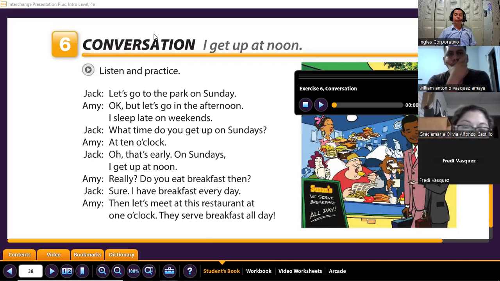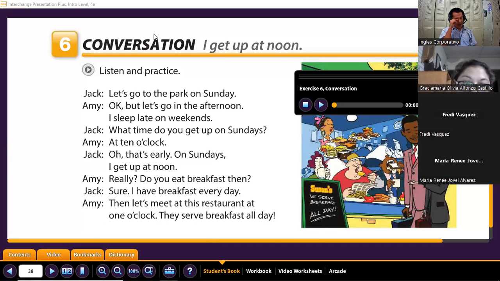Let's go to the park on Sunday. Okay, but let's go in the afternoon. I sleep late on weekends. What time do you get up on Sunday? At 10 o'clock. Oh, that's early. On Sundays, I get up at noon. Really? Do you eat breakfast then? Sure. I have breakfast every day. Then let me at this restaurant at 1 o'clock. They serve breakfast all day.